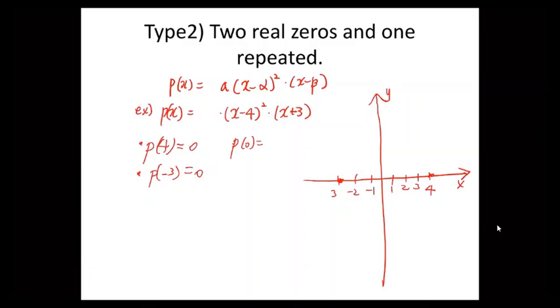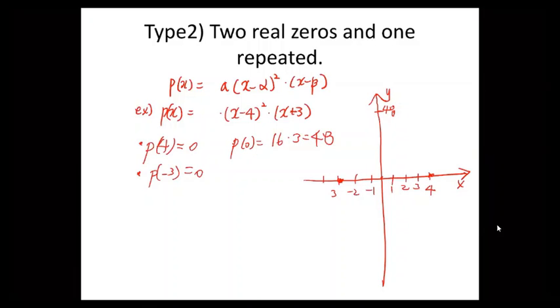Now, when you plug in 0, what happens? 0 minus 4 is -4. And when you square the negative number, it's positive, right? When you square it, 16, and then times 3, that gives you 48. So when you have 0 for x, you're going to hit 48. Woo, that is a very big number.